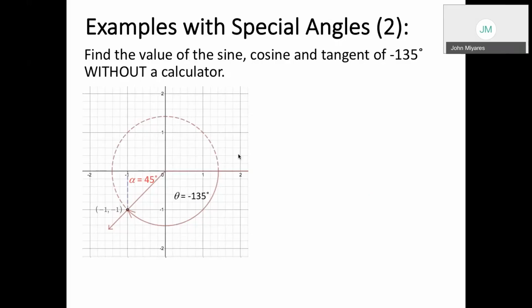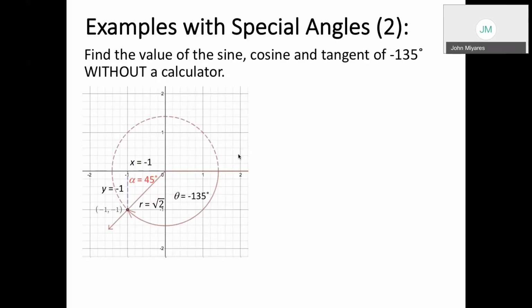Now let's label our side lengths. Given that we're passing through the point -1, -1, we'll have the adjacent side x be -1, and the opposite side will also be -1. The hypotenuse will be the square root of 2, which we can get either from looking at the Pythagorean theorem, 1 squared plus 1 squared equals 2, or remembering how we're supposed to label this special triangle, 1 times 1 by square root of 2.